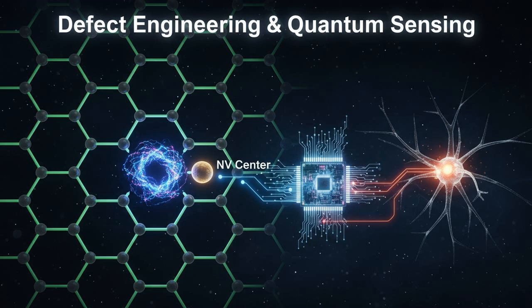Moving even smaller, down to the quantum scale, we find that removing atoms creates opportunities for quantum computing. This is called defect engineering. In a perfect crystal, every atom is in its place. But if you intentionally kick an atom out, you create a vacancy. In non-oxide ceramics, these vacancies are becoming the heart of the quantum revolution. Consider the nitrogen vacancy center, or NV center.